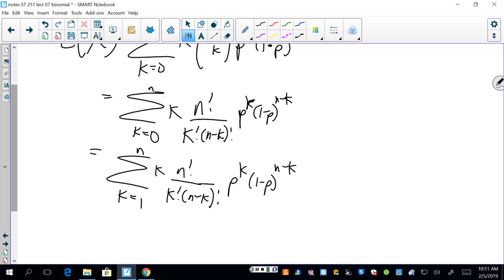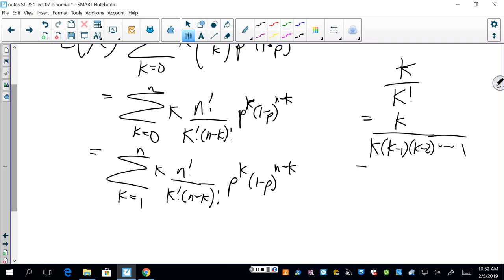So we have a k and a k factorial. So what is k over k factorial? That's k over k factorial, which is k times k minus 1 times k minus 2, all the way down to 1. So if the k's cancel, we're left with k minus 1, k minus 2, all the way down. And that can be written more succinctly as k minus 1 factorial. So 1 over k minus 1 factorial.